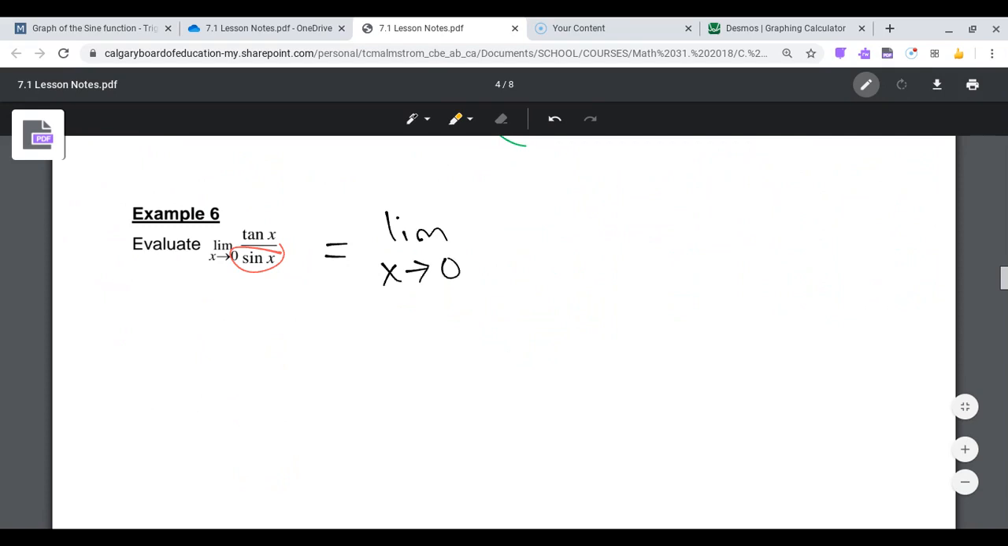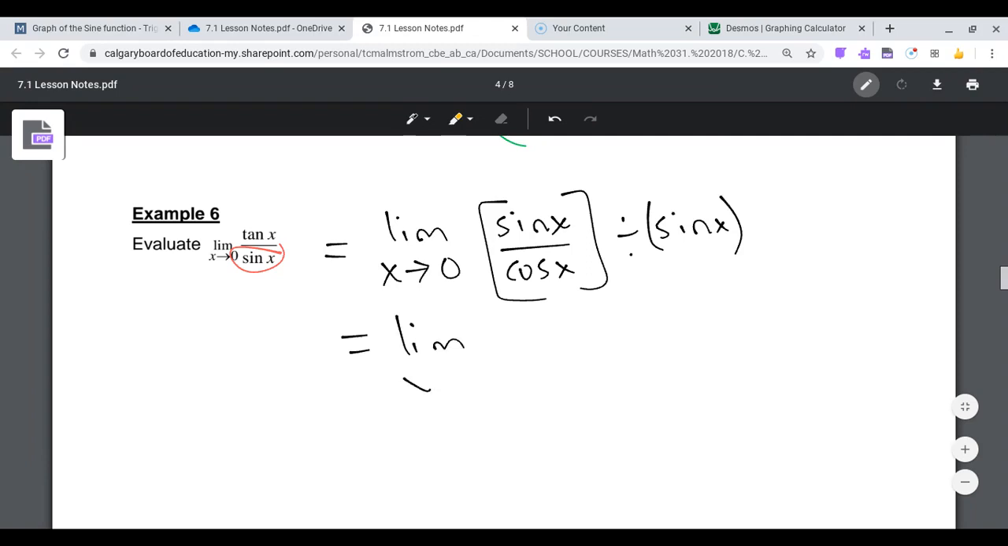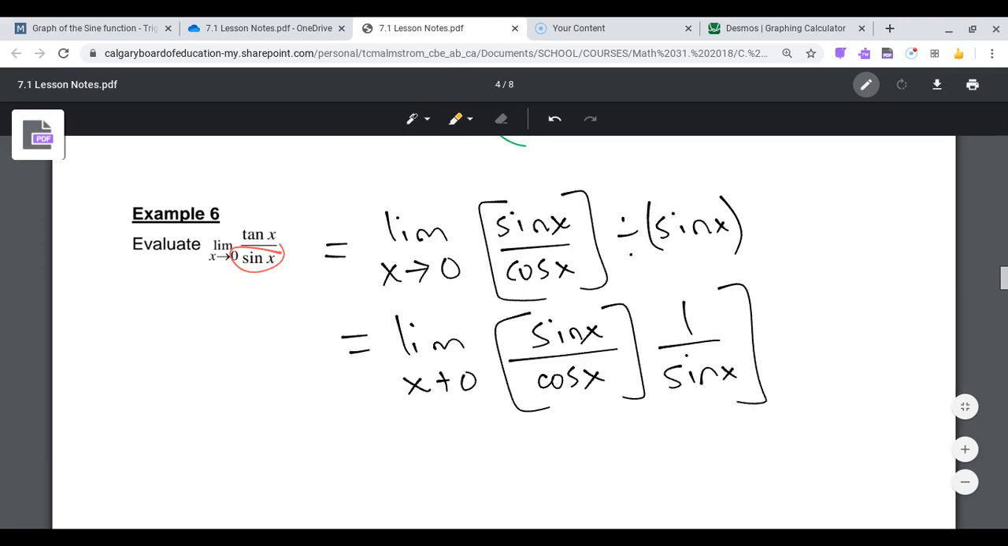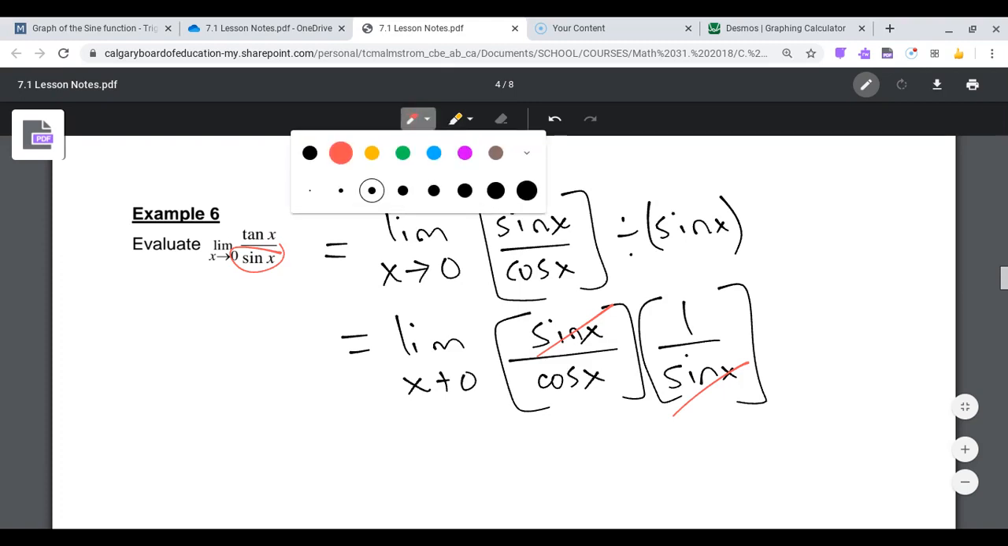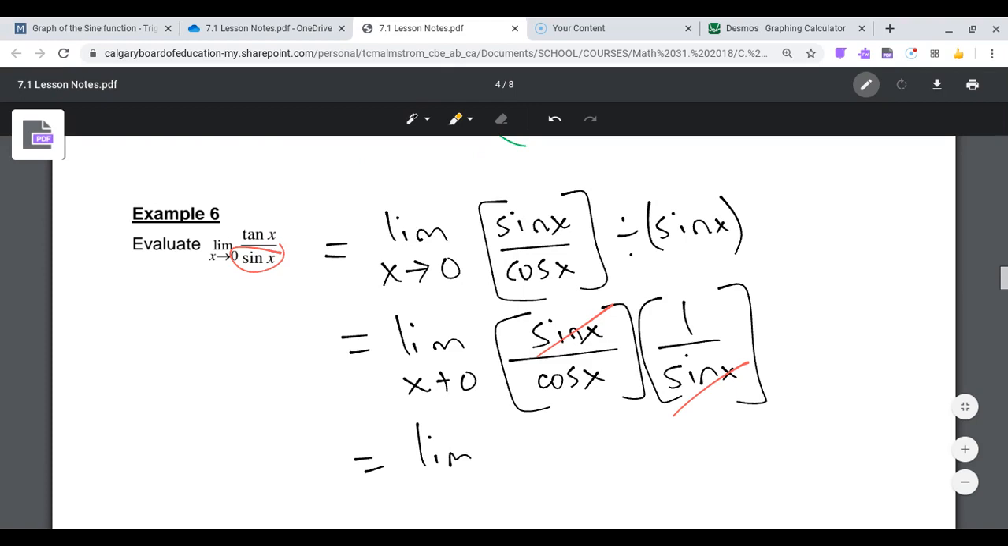So I'm going to go back to my trig identities. That's how a lot of these limits might have to be algebraically manipulated if we don't see our fundamental trig limit. So tan, if you remember, is sine x on cos x, and that is being divided by sine x. In order to divide, we kiss and flip. So we have sine x on cos x multiplied by 1 on sine x. I can see now that those sine x's are going to cancel. So that leaves me with the limit as x goes to 0 of 1 on cos x.